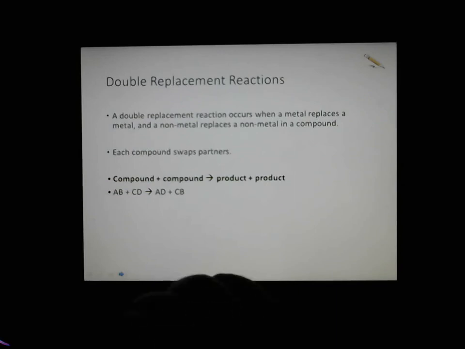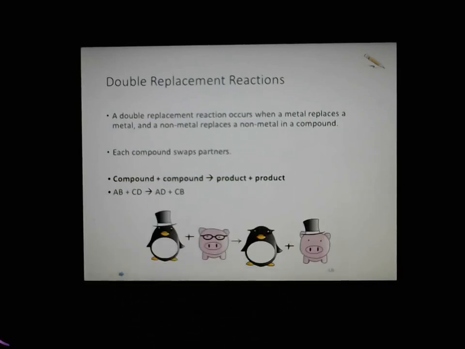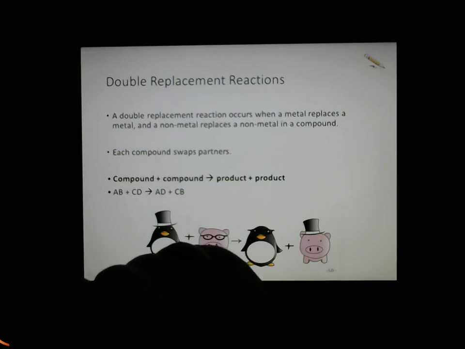Okay? Now, one way to visualize it, here I've got a penguin with a tuxedo hat and a pig with a pair of glasses. Well, they're going to swap their ornaments, so now the penguin has the glasses and the pig has the tuxedo hat. This is a double replacement reaction. Sometimes it's called a double displacement reaction as well.